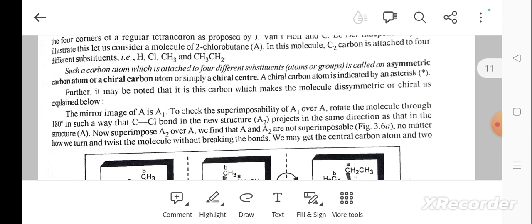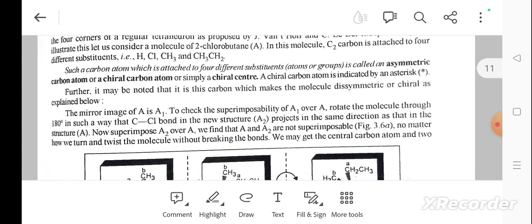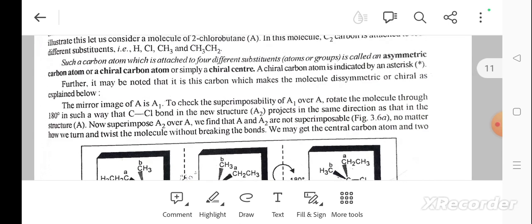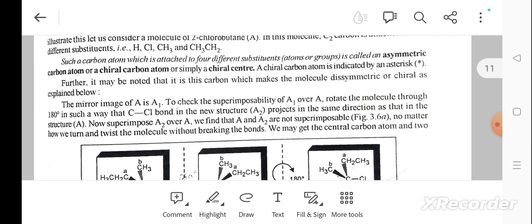Further, it is to be noted that it is this carbon which makes the molecule dissymmetric or chiral, as explained below. The mirror image of A is A1. To check the superimposability of A1 over A, rotate the molecule through 180 degrees in such a way that the C and Cl bonds in the new structure A2 are oriented in the same direction as in structure A. Now superimposing A2 over A, we find that A and A2 are not superimposable, no matter how we turn and twist the molecule without breaking the bonds.